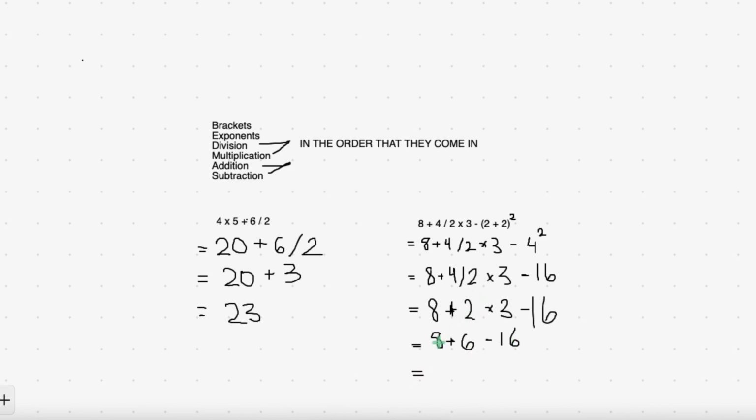Our final step is just doing 8 plus 6 minus 16. This could also be done in one step, but I'm going to break it down just to make it a little easier to see. We know addition and subtraction are done in the order that they come in, so addition would be first since it comes first on the left. So 8 plus 6 is 14, and now we just carry down the 16. Finally, we have one little expression which we can evaluate to get -2.